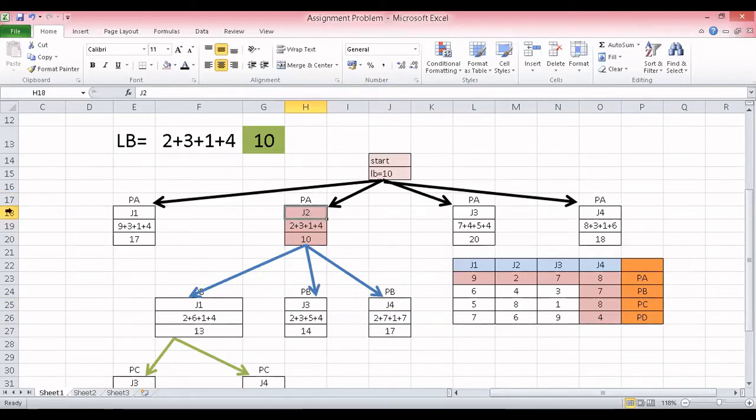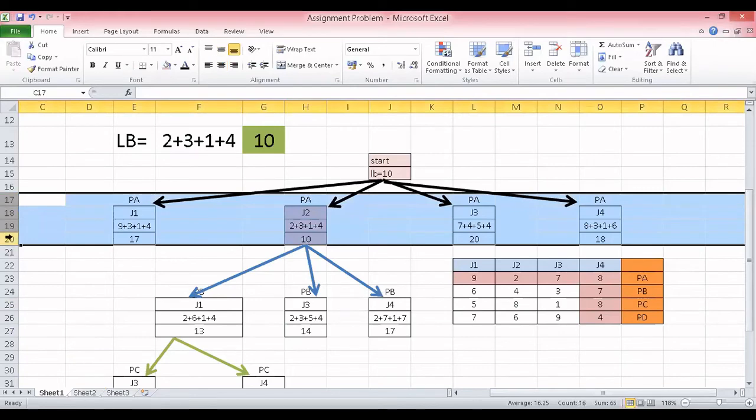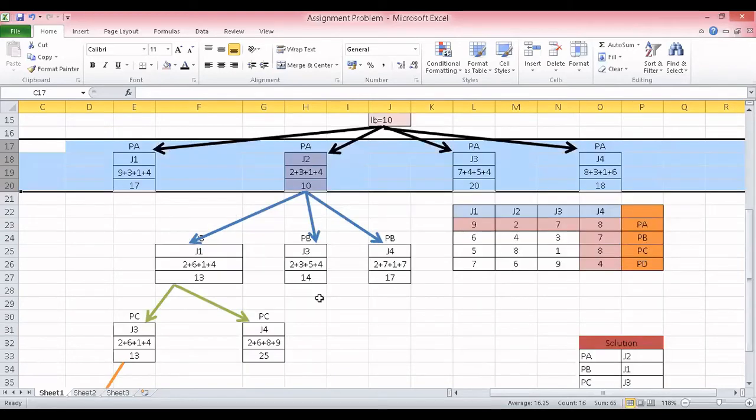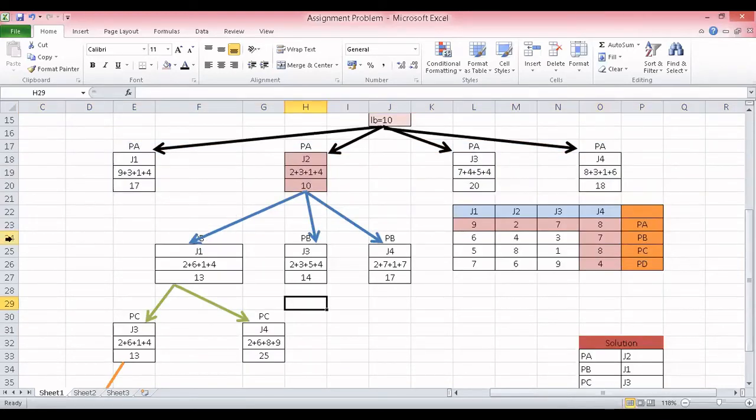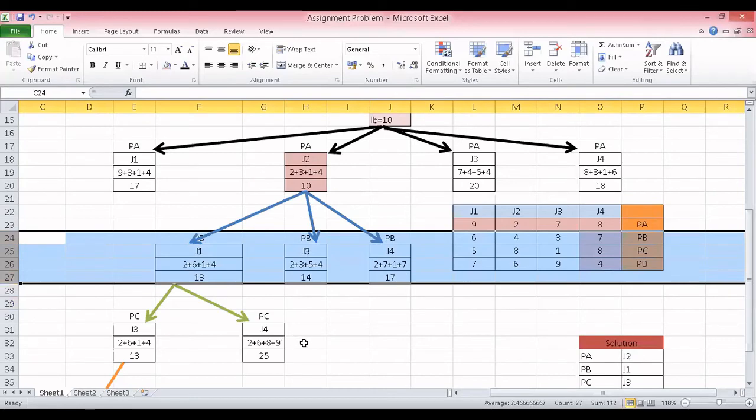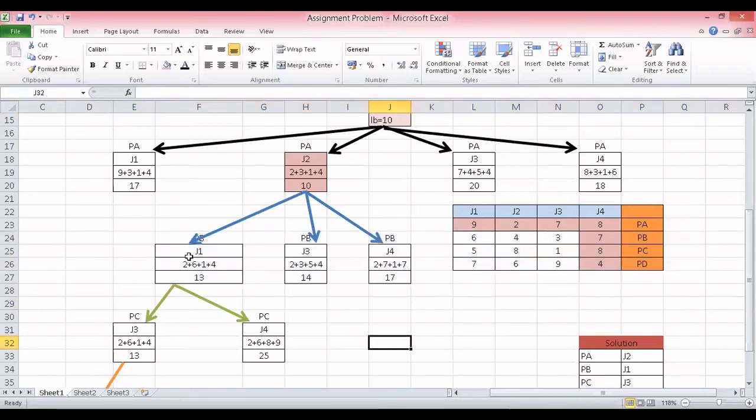Job 2 in level 1 has already been assigned to person A. So in the second level, I will not consider job 2. For person B, I am left with only 3 options: job 1, job 3, job 4. Job 2 I have already assigned to person A. Okay, now I am in level 2.